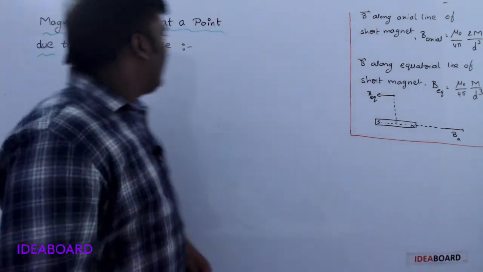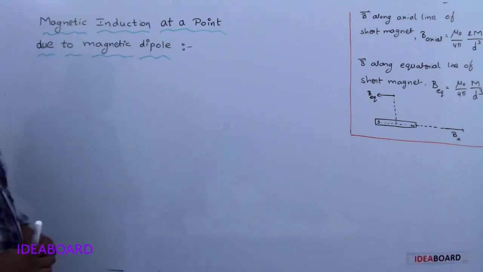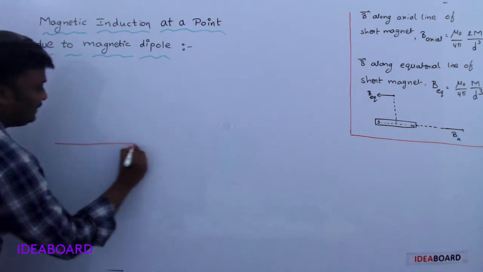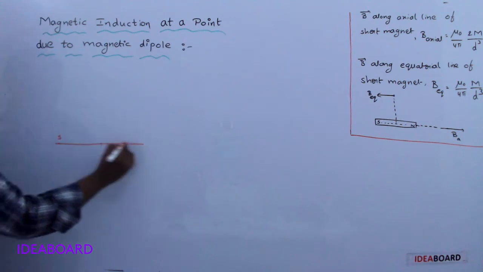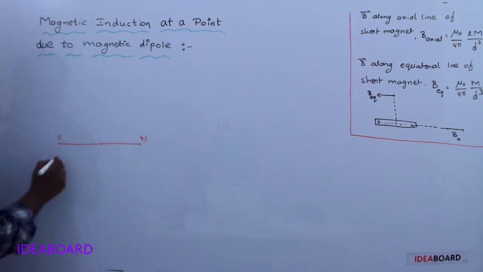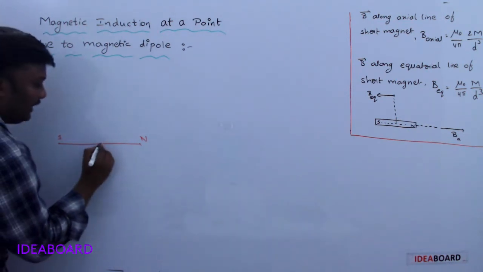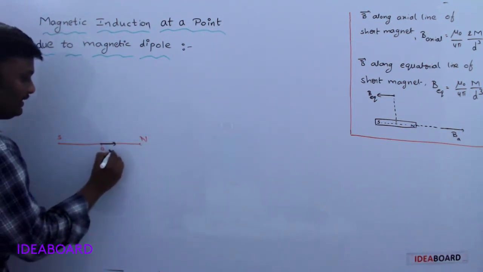Today we are discussing the magnetic induction at a point due to a magnetic dipole. For that, let us consider a thin magnet whose poles are south pole and north pole, and the magnetic length is taken as 2L, with center O. We know the direction of magnetic moment is always from south to north, so M bar is in this direction.